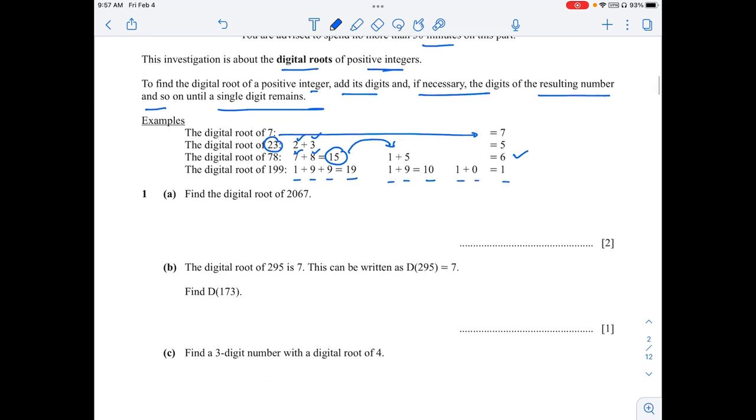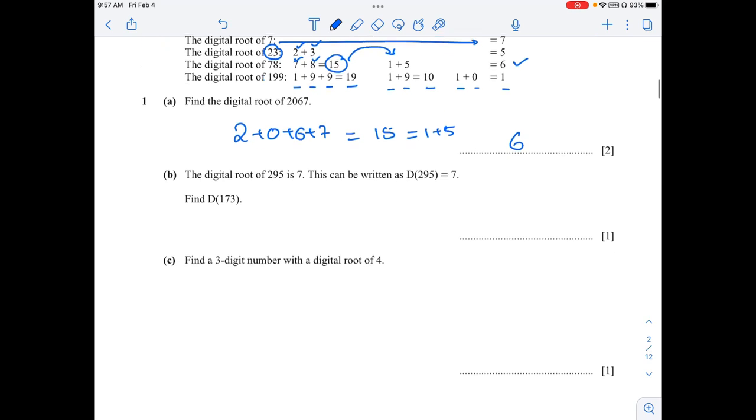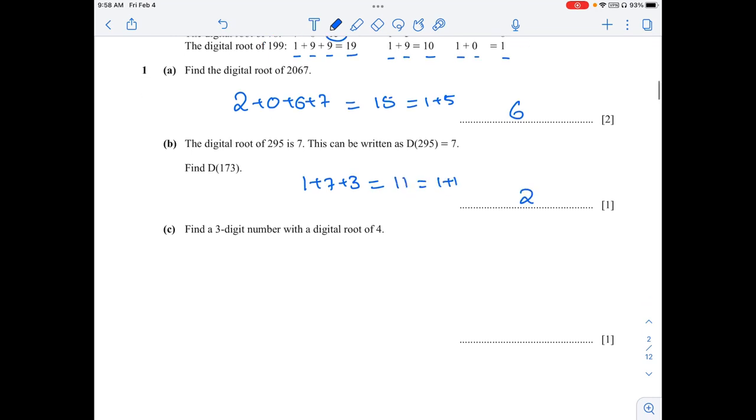So what is the digital root of 2067? 2 plus 0 plus 6 plus 7, which is 15. Again add 1 and 5, which is going to be 6. The digital root of 295 is 7. This can be written as d of 295 equal to 7. Find d of 173. So 1 plus 7 plus 3, which is 11, which is again equal to 1 plus 1, which is equal to 2.